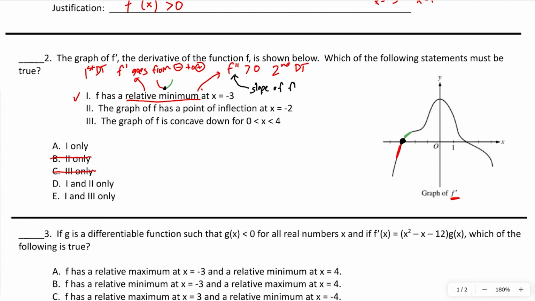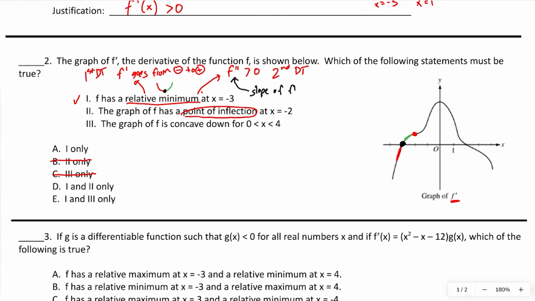Let's test out number 2. The graph of f has a point of inflection at x equals -2. So x equals -2, I'm looking over here. It's right about here.